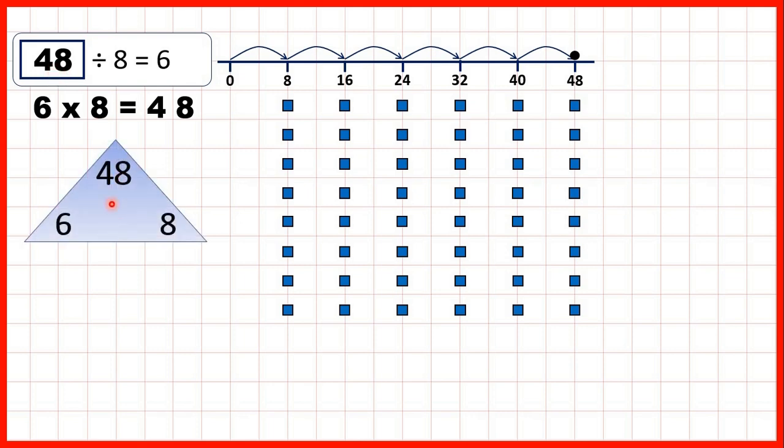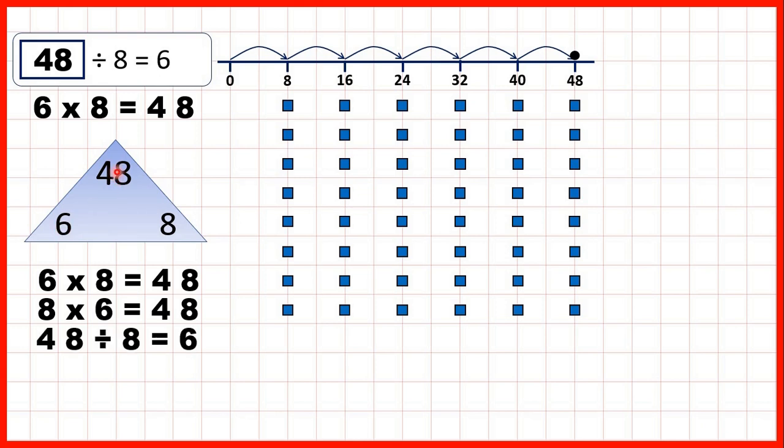Again, we can make a number family triangle using these numbers. We can have our dividend, so the number that we're dividing, on top, and then our divisor and our quotient below. And again, this number family triangle gives us 4 calculations. It tells us that 6 times 8 is 48, and that 8 times 6 is 48 as well. It tells us that 48 divided by 8 is 6, and that 48 divided by 6 is 8.